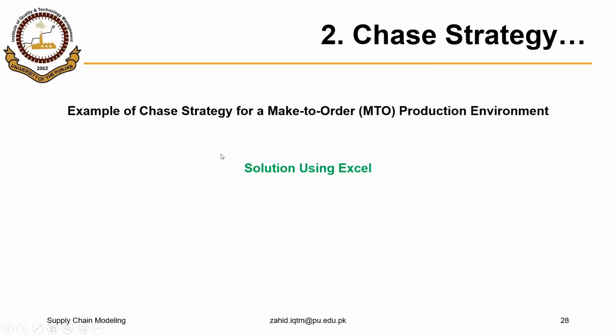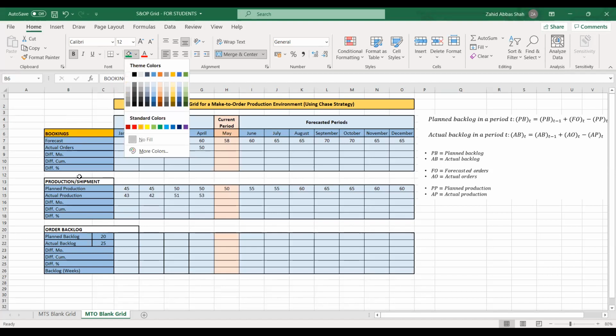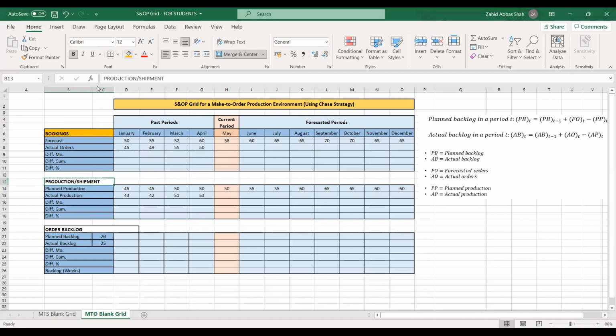Now we will solve the S&OP grid for a make-to-order production environment using chase strategy. So this is an S&OP grid for a make-to-order production environment using chase strategy. So we are having bookings in the first section. Then we are having production or shipment, and then we are having order backlog.